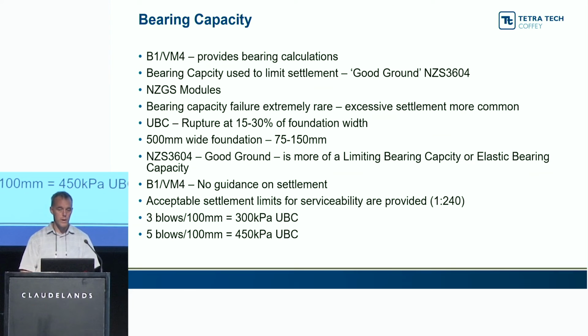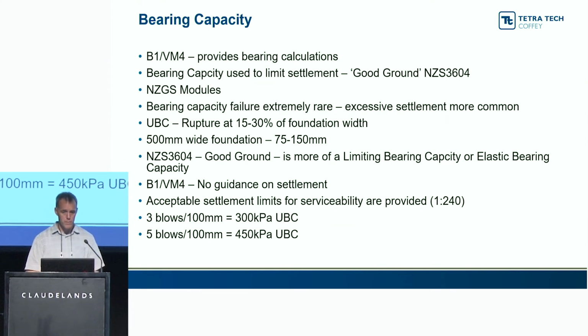I think it would be good to separate out the bearing capacity of good ground as being more of a limiting bearing capacity or an elastic bearing capacity. So when I provide that bearing capacity to a structural engineer and say this is what it's for, I'm telling them they don't need to do a settlement calculation. If I provided you with an ultimate bearing capacity, my expectation would be that you'd be doing a settlement assessment at some point. And they're two quite different things.